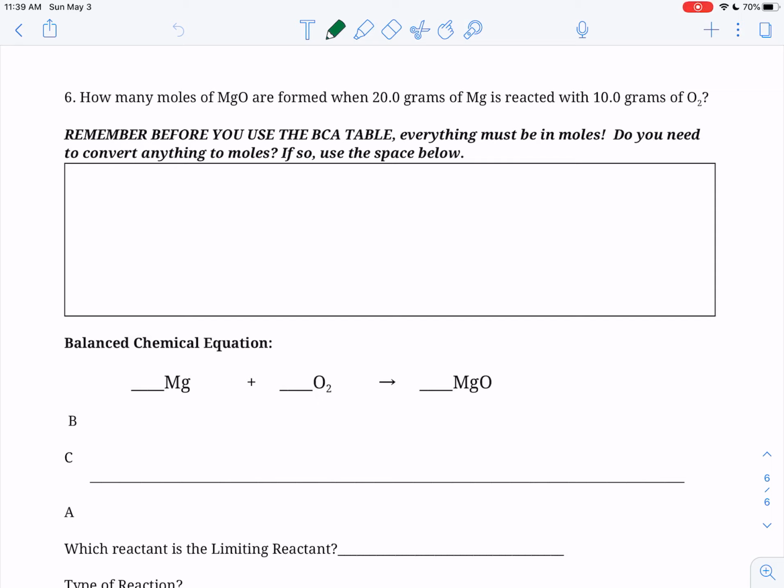All right, here goes the last one, number 6. How many moles of MgO are formed when 20 grams of magnesium is reacted with 10 grams of oxygen? Okay, so to use the BCA table, remember we need to put it into moles, and neither of these are in moles.